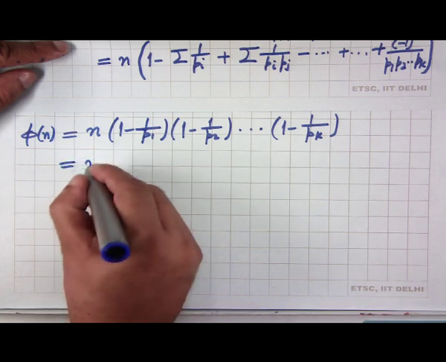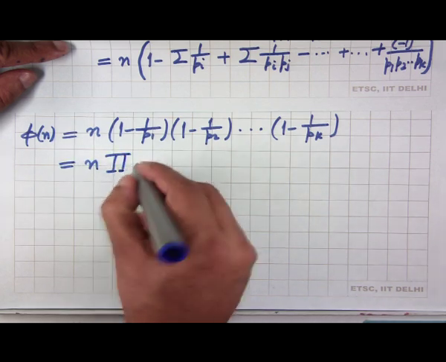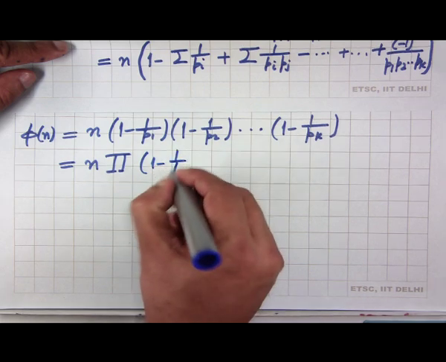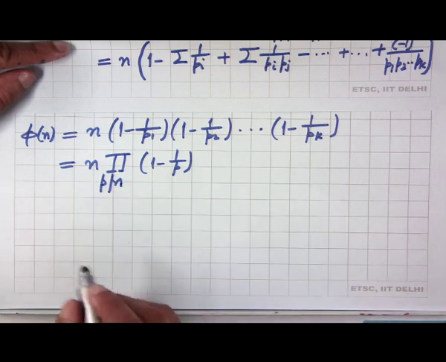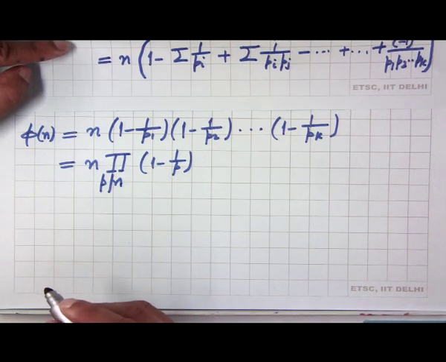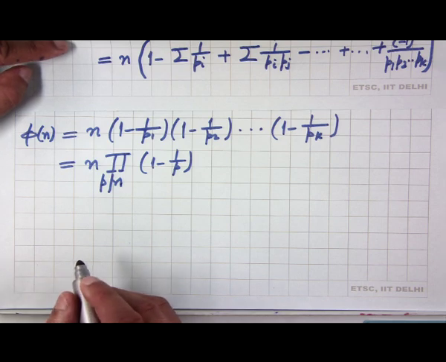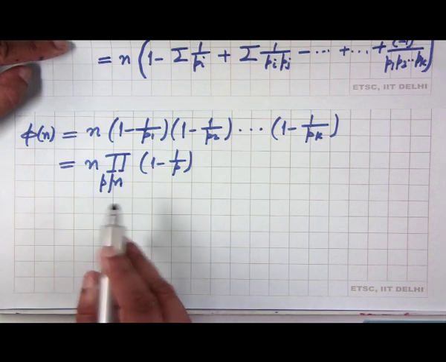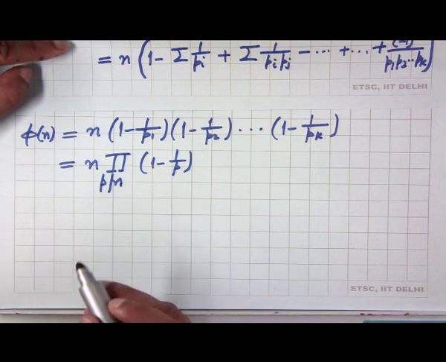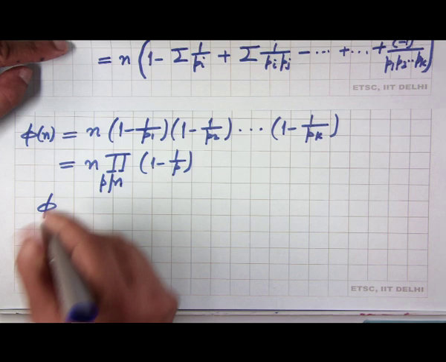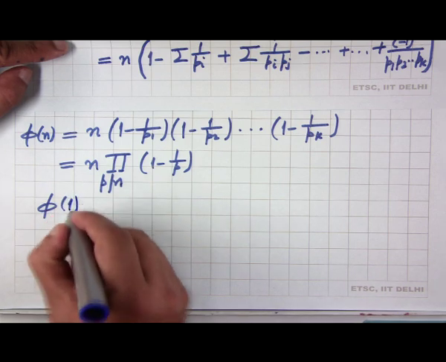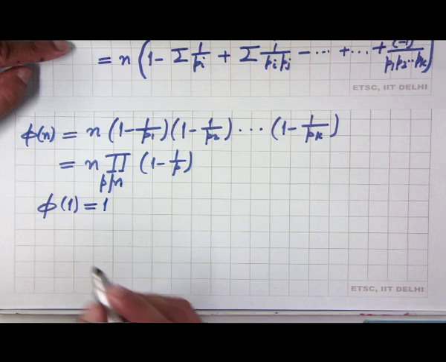I could write this more briefly as n, product, 1 minus 1 over p, p divides n. What happens when n is 1? Because when n is 1, there's no prime that divides it. When there's no prime that divides it, the product that I'm writing is an empty product. It's a product over an empty set. How do I define that? Well, I typically define that to be 1 by convention, or I simply write a separate formula for phi 1, that is 1.